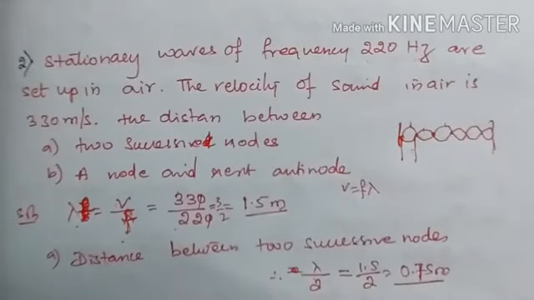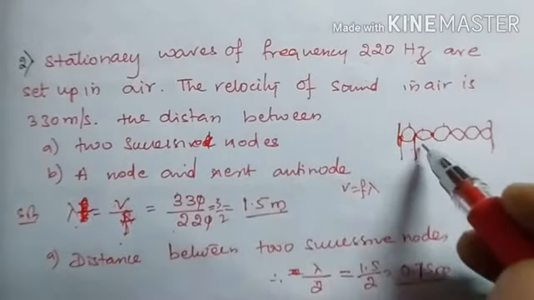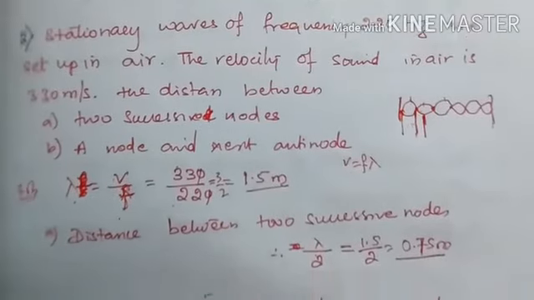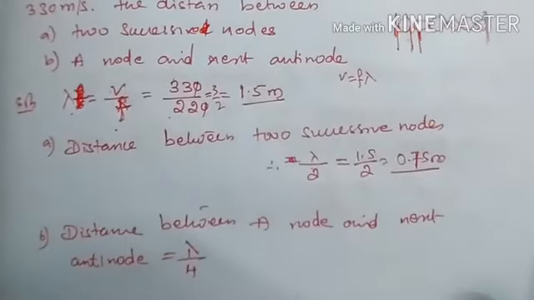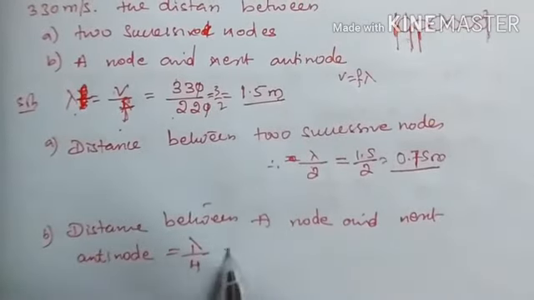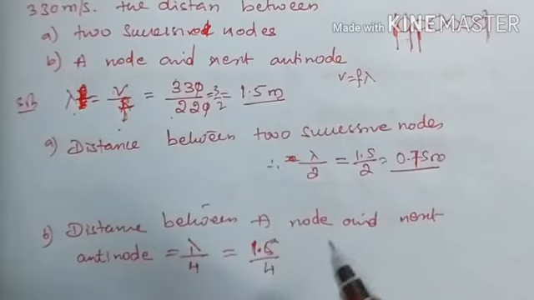Now the next question is the distance between a node and the next antinode. This is the node, and the antinode is here. That means it is lambda by 4. So here we have to find lambda by 4. Lambda is given as 1.5 divided by 4. Now that comes to be 0.375.